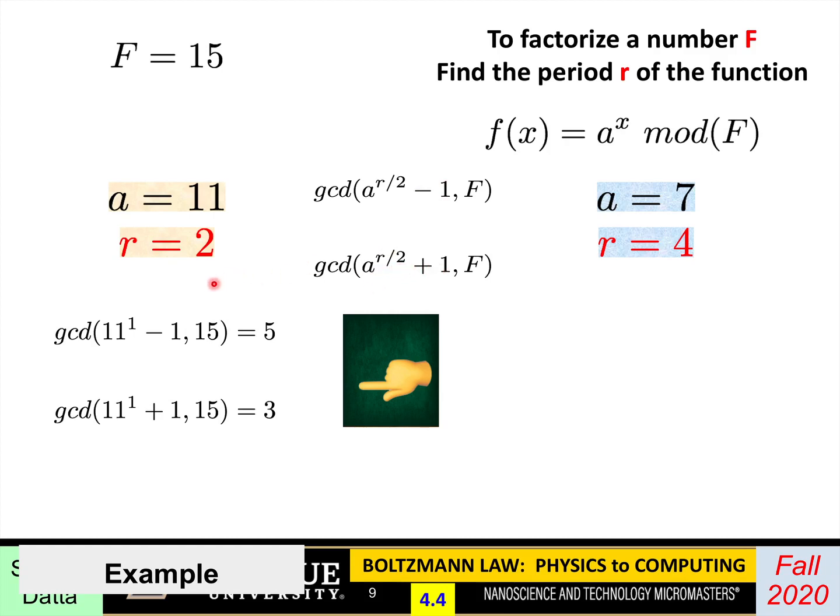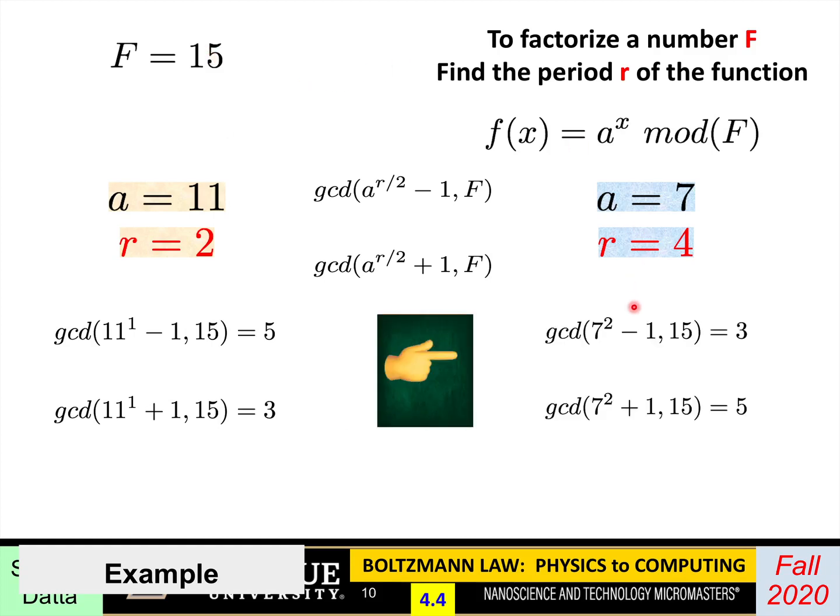So for example, in this case, a is 11, r is 2, so r over 2 is 1. So we have 11 to the power 1 minus 1, which is 10. And the greatest common divisor of 10 and 15 is 5. Similarly, 11 to the power 1 plus 1, that's 12. And the greatest common divisor of 12 and 15, that's 3. So the factors are 5 and 3, which is of course the correct answer for 15.